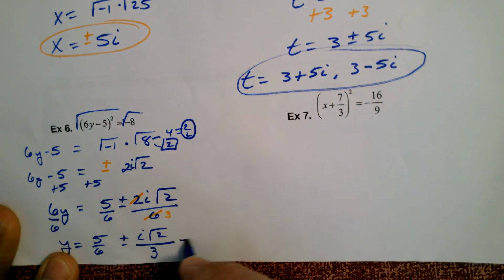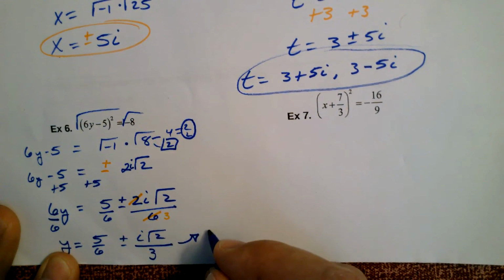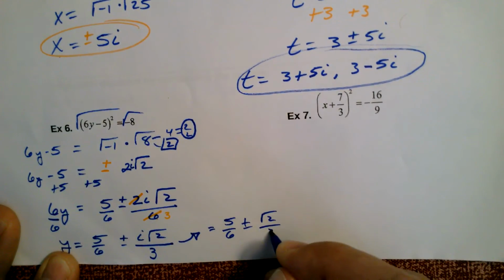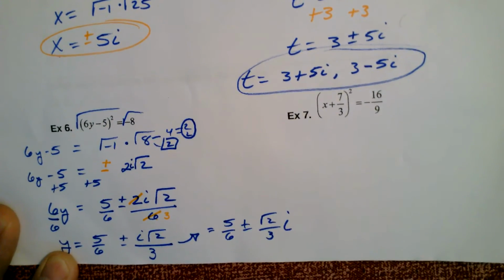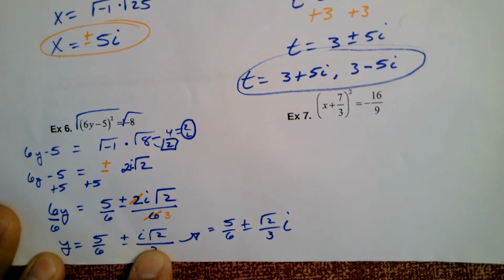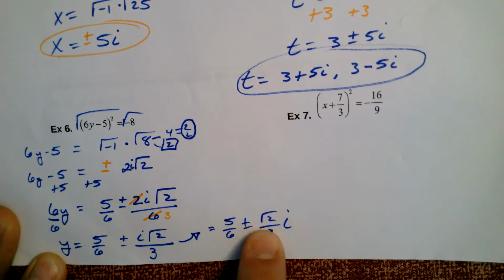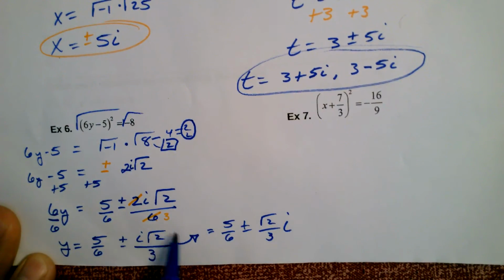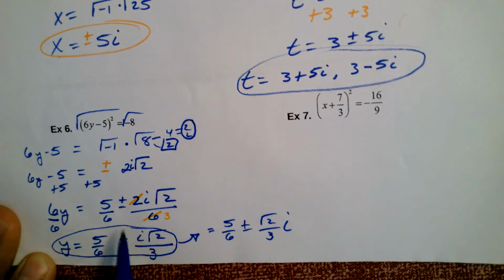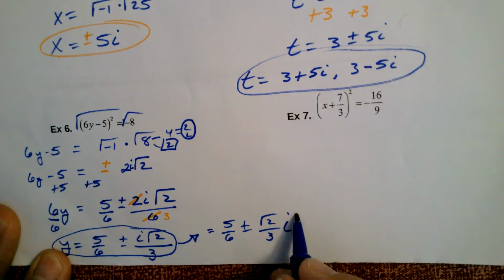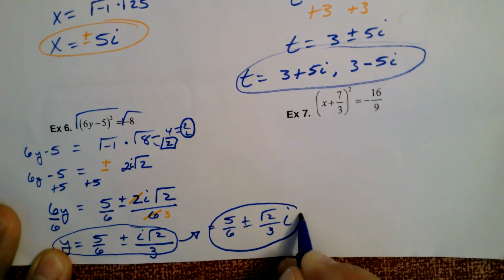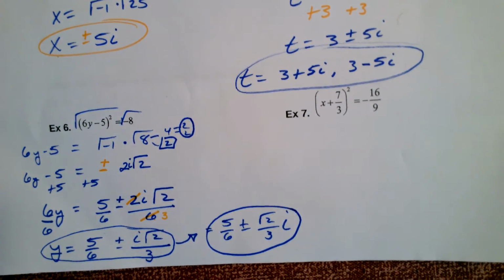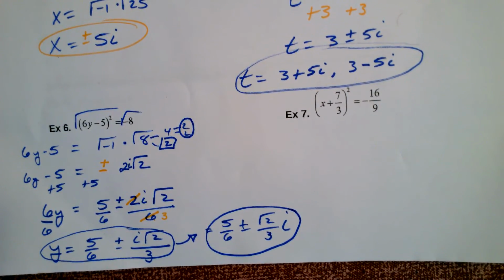Now, you can also write it like this: 5/6 plus or minus root 2 over 3 i, like that. I'm okay with this. MyMathLab might want it written like this, where they have this root 2 over 3 in front of the i. For me, this is totally fine. But sometimes, as you guys know, the word of the day for MyMathLab is finicky. So we got 5/6 plus or minus root 2 over 3 and then i.